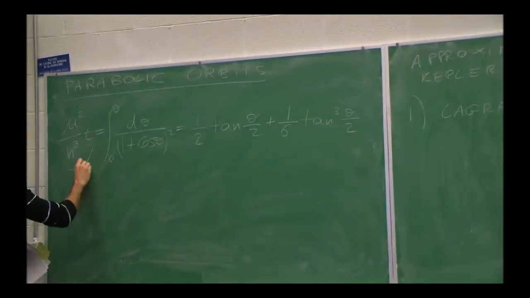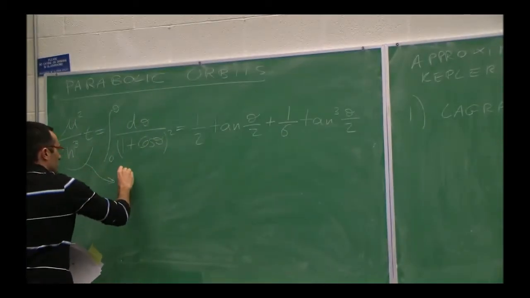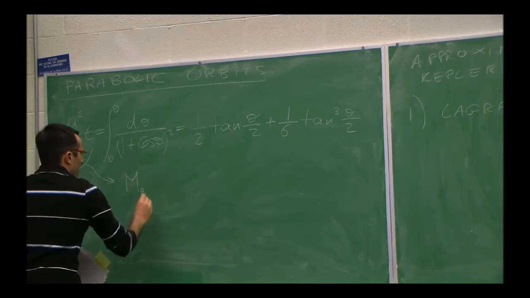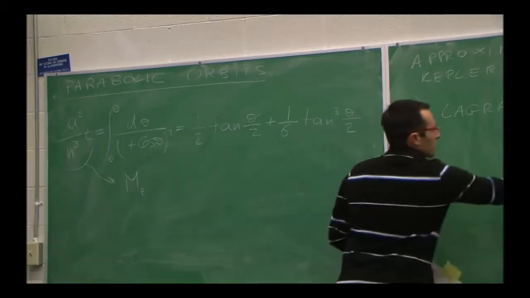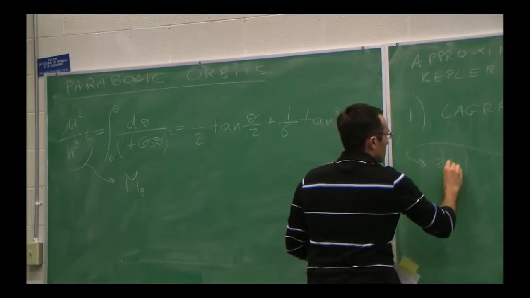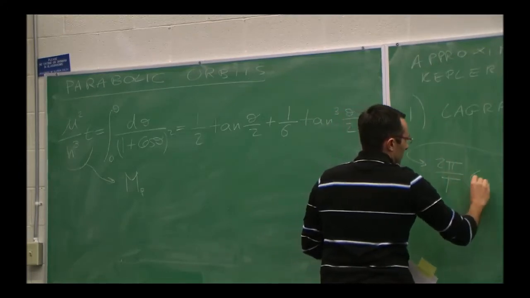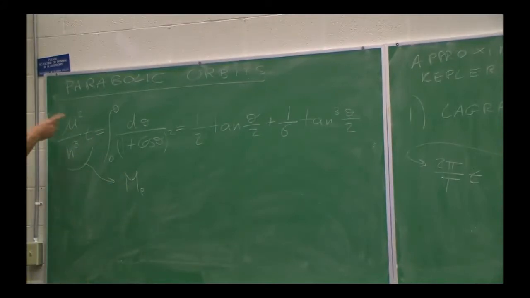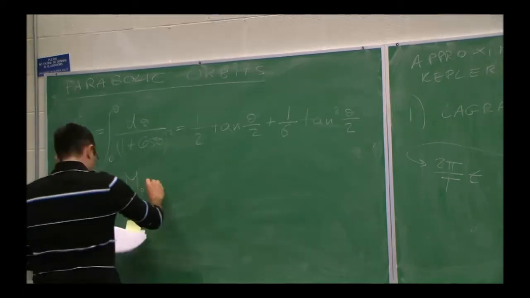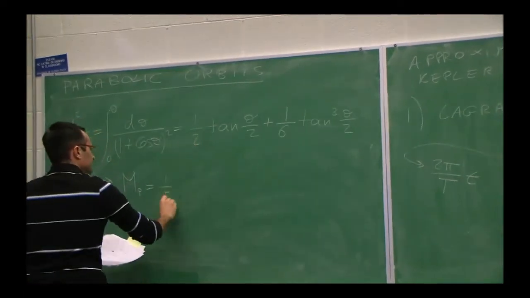As we've done for the elliptical orbits, we call this the mean anomaly M_P of the parabola. Of course, here we don't have a period anymore. While for the elliptical orbits, M_E, recall this was 2 pi over the orbital period times t. In this case, that's what it is. You just don't have T. You don't have capital T for an open orbit. And so this means that M_P is that.